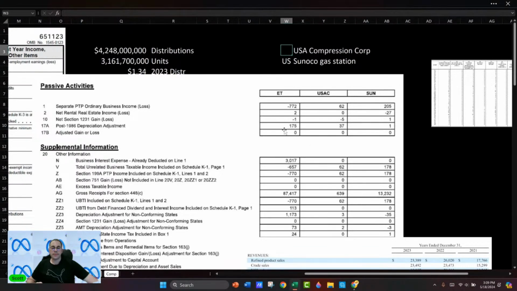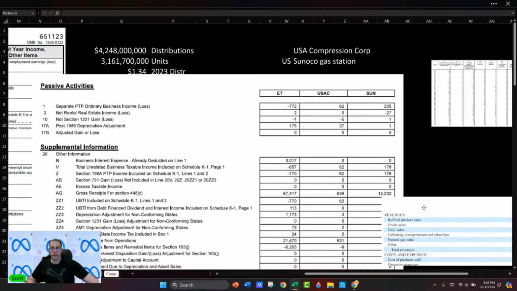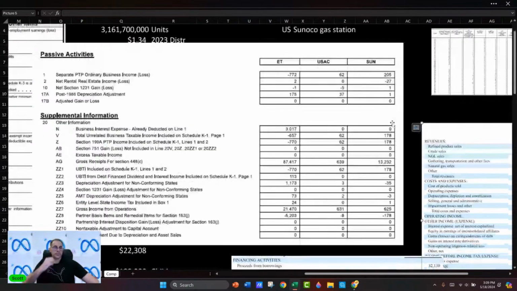So you can just look at ET. This is a summary of their operation. But if you wanted to get more detail, that's interesting that they provided here. So I had a loss, ordinary.